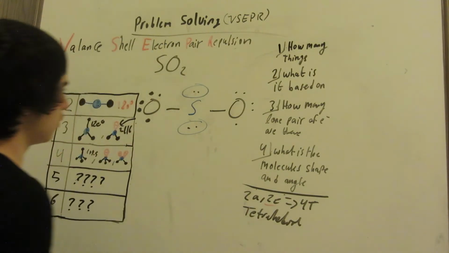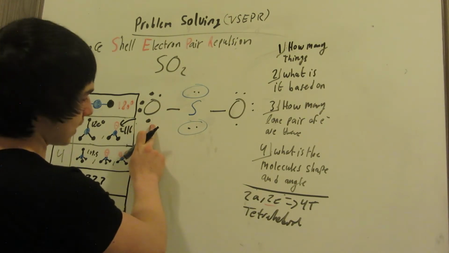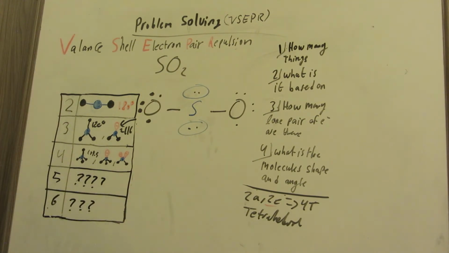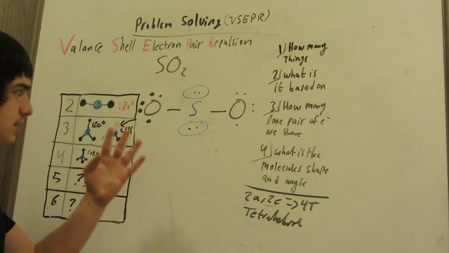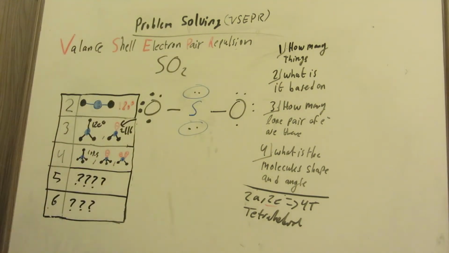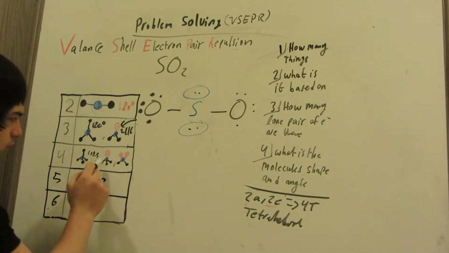Alright, so now we can count them. So we have one atom, 2 atoms, 2 lone pairs of electrons. So that means you need to find a shape that has 4 things. 2 of them are atoms, 2 of them are lone pairs of electrons. We go to that chart of family 4. Tetrahedral, nope, it has 4 atoms. What about the other shape?